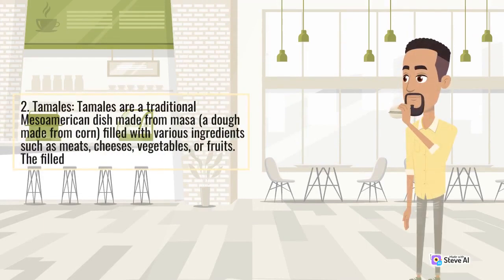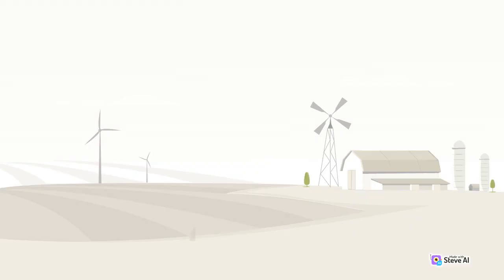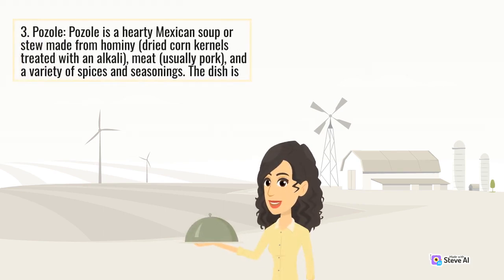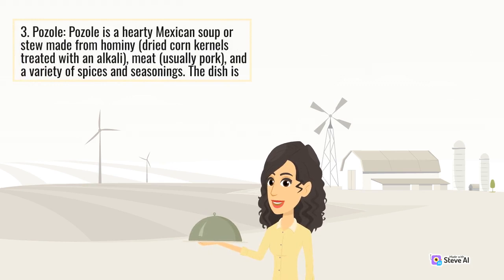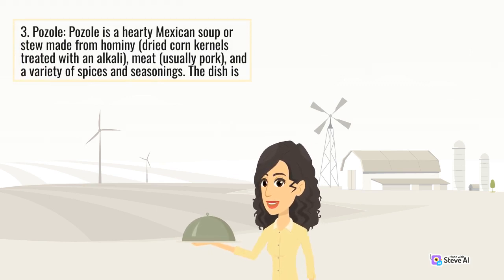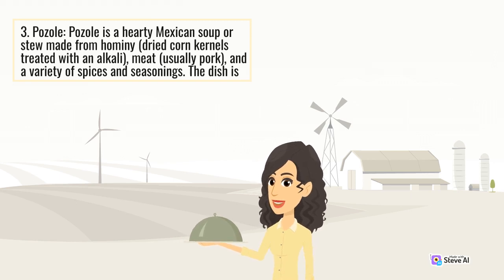2. Tamales. Tamales are a traditional Mesoamerican dish made from masa, a dough made from corn, filled with various ingredients such as meats, cheeses, vegetables, or fruits. The filled. 3. Pozole. Pozole is a hearty Mexican soup or stew made from hominy, dried corn kernels treated with an alkali, meat, usually pork, and a variety of spices and seasonings. The dish is.